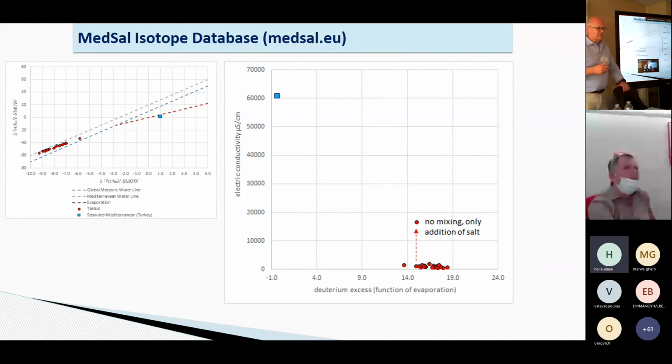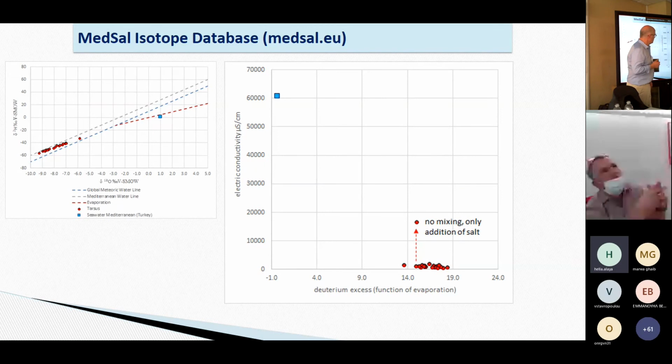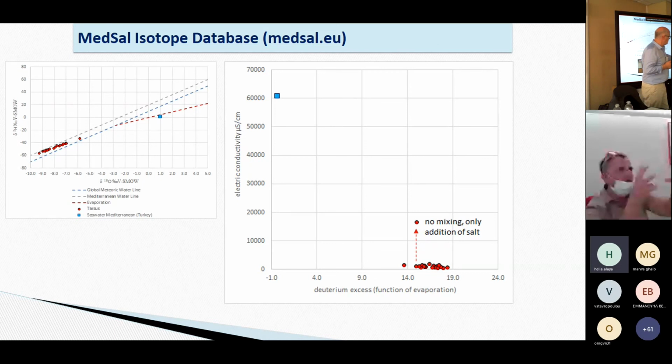Now we add salt. Like in the previous example, we add a chemical parameter. Here, in this case, I've chosen to take the deuterium excess and the electric conductivity. Electric conductivity is clear, it's the total mineralization of the water. Here I have chosen to take the deuterium excess.